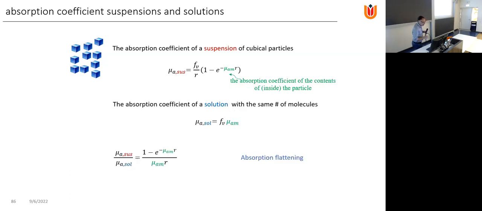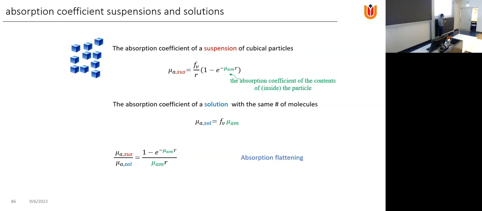The funny thing is that these are the two equations. If I take a ratio of these two, the absorption coefficient of the molecules in suspension over that of the molecules in the solution, then the volume fraction even drops out. So it's just a function of the particle size and the absorption coefficient of the substance in the molecules. This effect is called absorption flattening. Why flattening? Because the absorption will appear lower if you put it in particles.